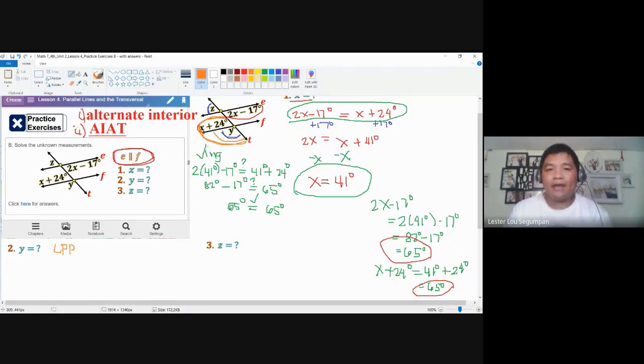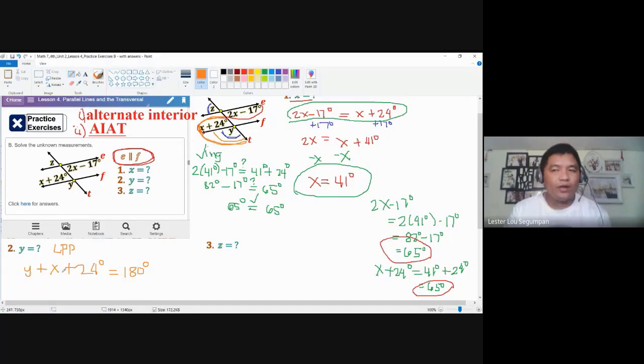And by linear pair postulate, it tells us that these two angles here are supplementary. If we say supplementary, the sum of the measurements of the two angles must be equal to 180 degrees. Again, the sum of the measurements of the two angles must be 180 degrees. With the use of that simple statement, we can come up with the equation here. Again, the sum of the measurements, that would be y plus x plus 24 degrees, must be 180 degrees.